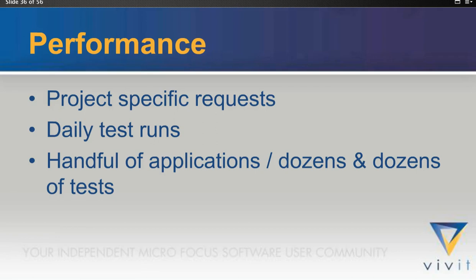So from a performance perspective, what do we do here? We do project-specific performance requests, integrating with the project to ensure that the project meets its SLAs, can handle the appropriate load expected, etc. We also do daily test runs in our one main test environment that mimics production. In our tests, whether they're project-specific or the dailies, we test a handful of applications, and in that suite of application tests, we have dozens and dozens of tests and results to manage.